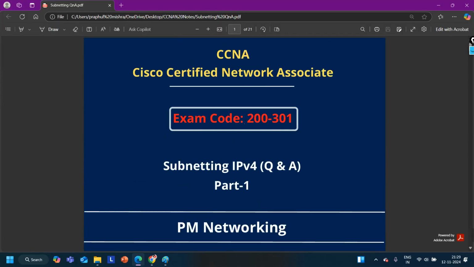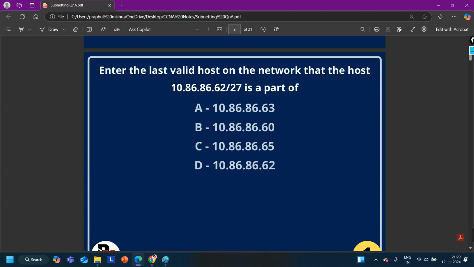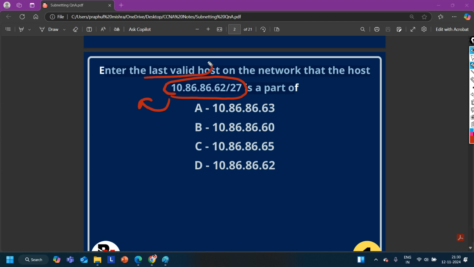The first question in front of you: the exam code is 200-301, which is the latest one. So all these questions are based on the CCNA 200-301 exam paper. The first question is, enter the last valid host on the network that this host is a part of. This is the IP address. They are not going to ask you the direct question. First you need to find which network this IP address belongs to, and after that the last valid IP address of that network. Tell me the answer.